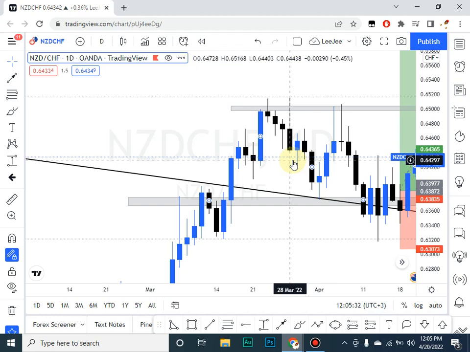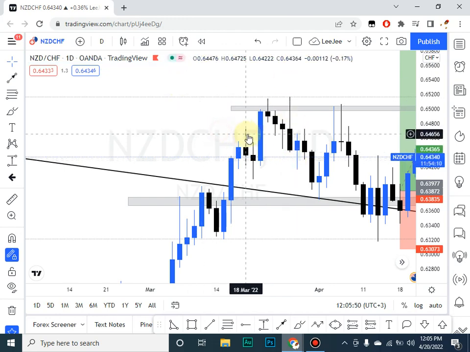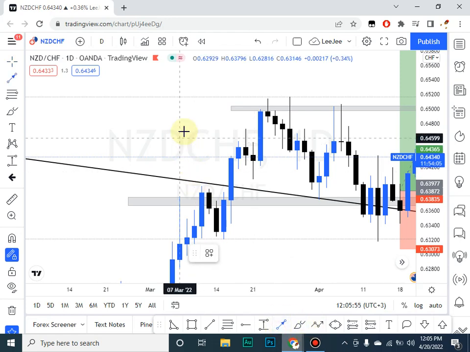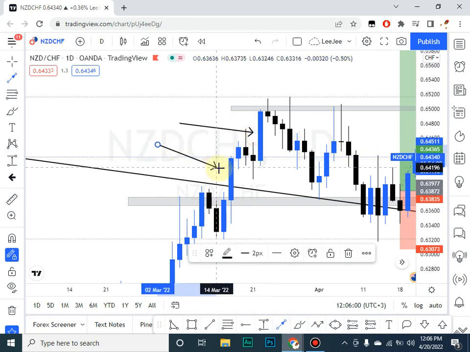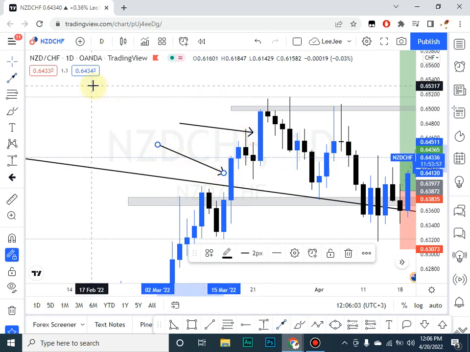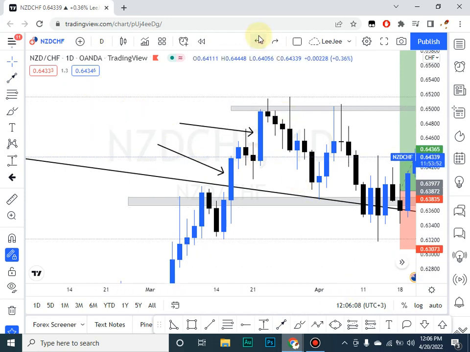So what is the Japanese candlestick anatomy? Let's break down the different parts of the Japanese candlestick. Long white Japanese candlesticks show strong buying pressure, like this one. Let me just say these long blues show strong buying pressure. Okay, so those are strong buying pressure.